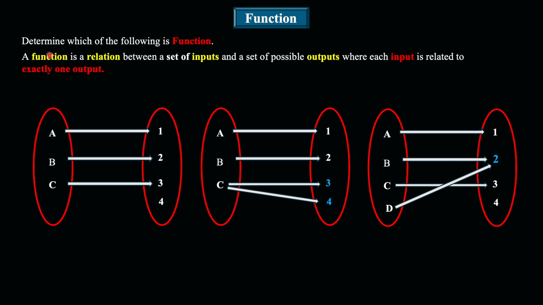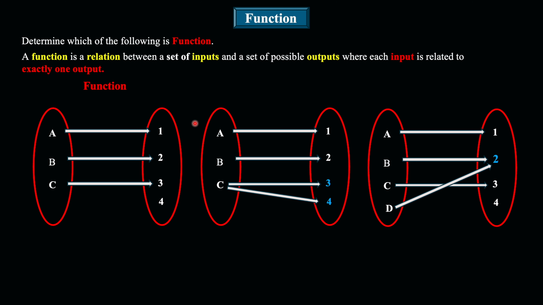Now let's see this example. Determine which of the following is a function. This is the definition of function. So for the first one here, you see that basically each input is related exactly with one output. Okay, and this does not violate the definition of function. So this is a function.